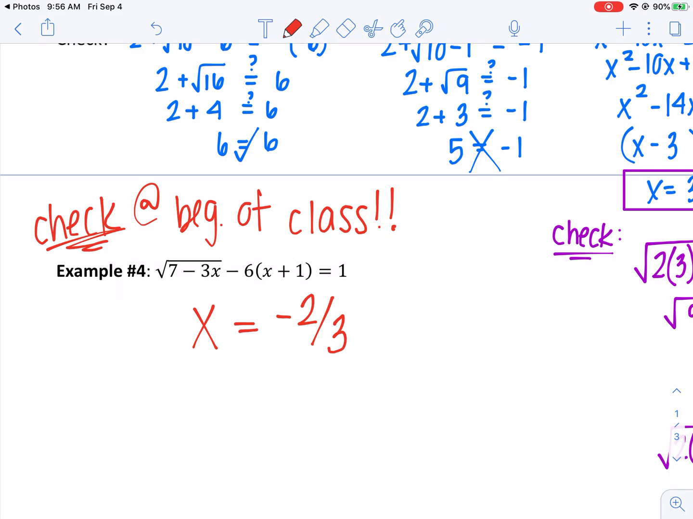Okay, make sure you try this on your own. Show all the steps, show all the algebra, show your checking step, and then we'll confirm that we all got the same answer when we come to class.